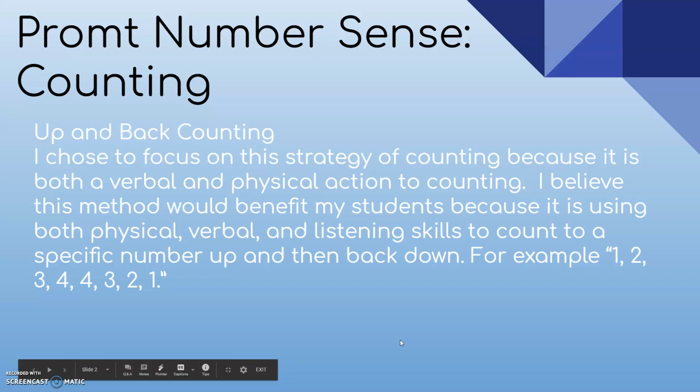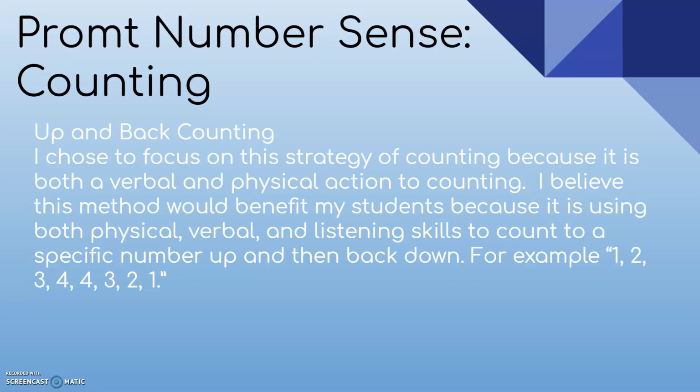First, we're going over prompt number senses. I chose to focus on counting, specifically up and back counting. I chose to focus on this strategy of counting because it is both a verbal and physical action. I believe this method would benefit my students because it's using physical, verbal, and listening skills to count up to a specific number and then back.